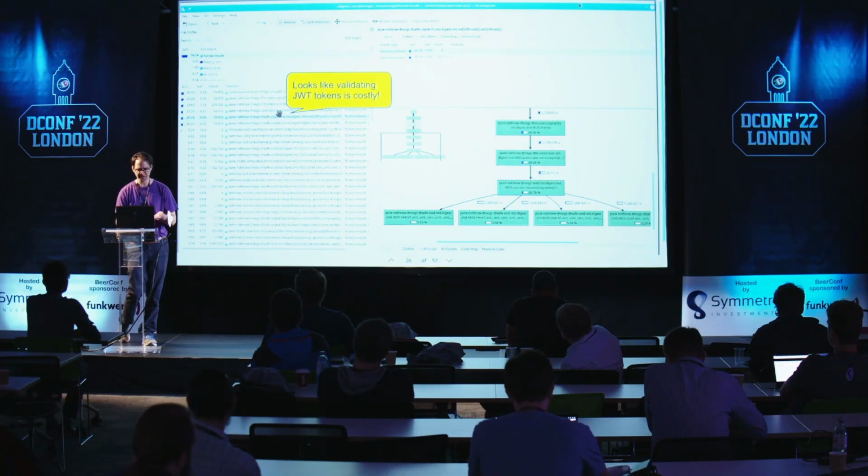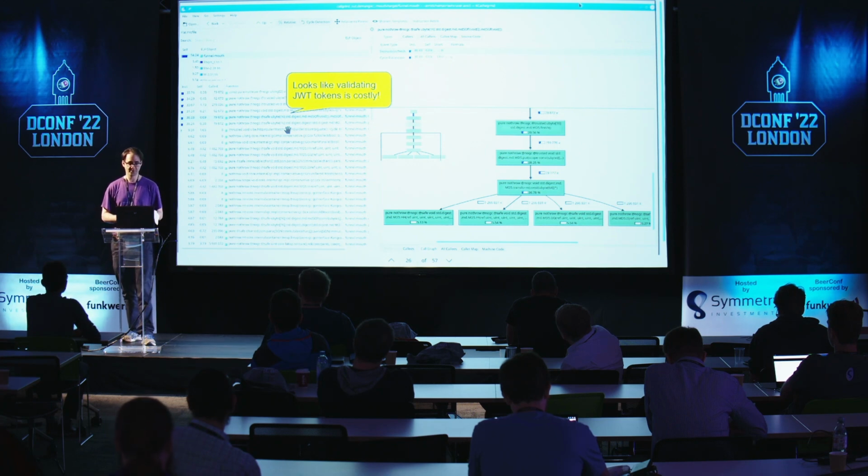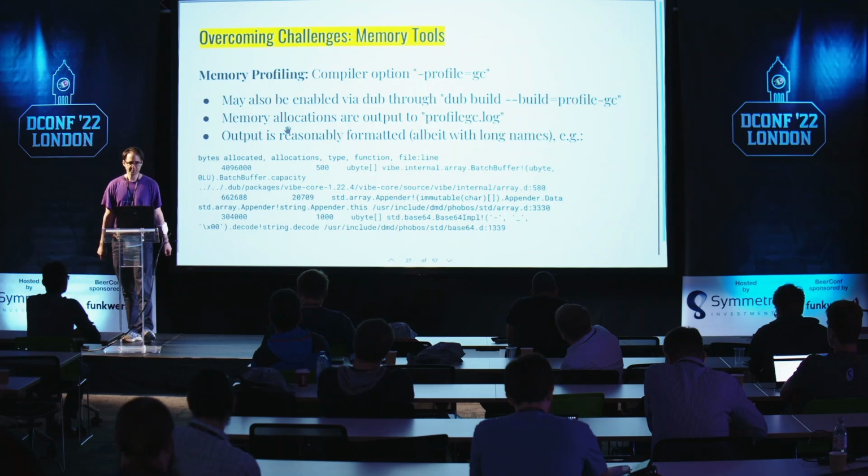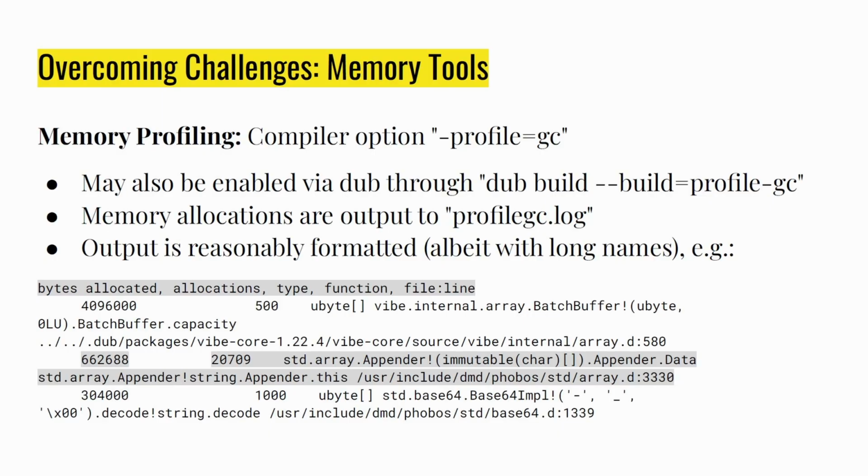In this particular case, when I was profiling my program, I found that validating JWT tokens took a lot more CPU than I thought it would take. Now, memory profiling. For memory profiling, there's a compiler option called profile=gc, which is built in with DMD, and you can use it right out of the box. There's no visual tool that comes with this, but what you do get is nicely described data. You can see the bytes allocated, the number of allocations, the type, the function.